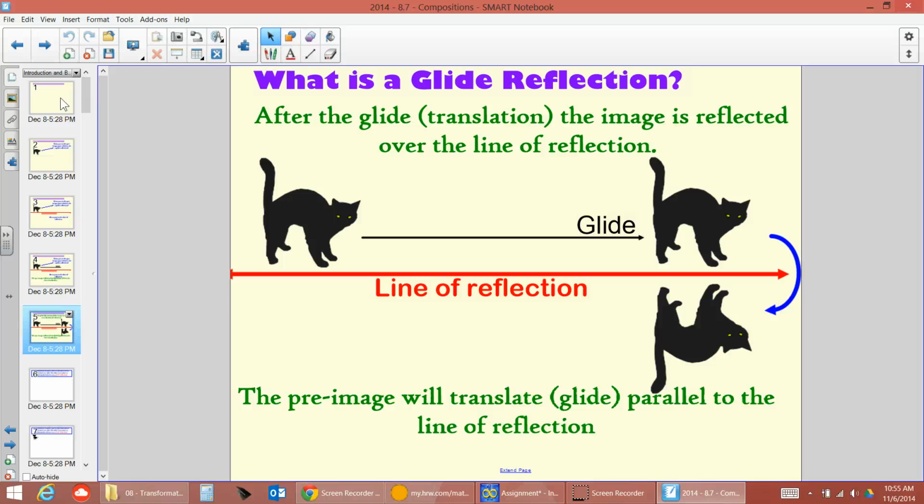This is our introduction into what a composition is. So if I had the cat here, I glide it to here, and then based on this image, now I reflect it to get my new image. So the original pre-image becomes the image. Then this image gets reflected, and now we have a new shape. Okay.